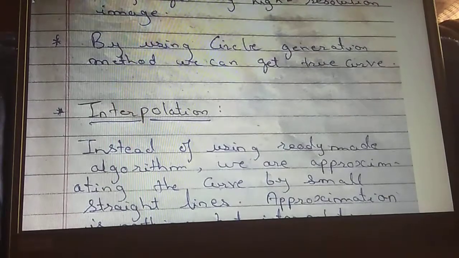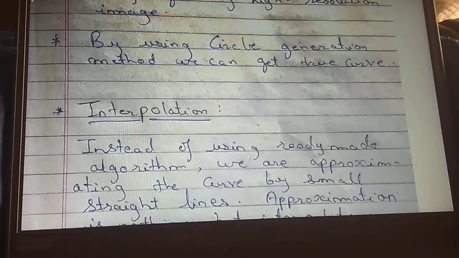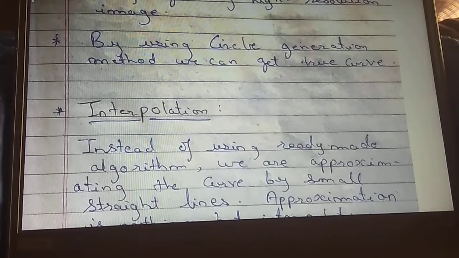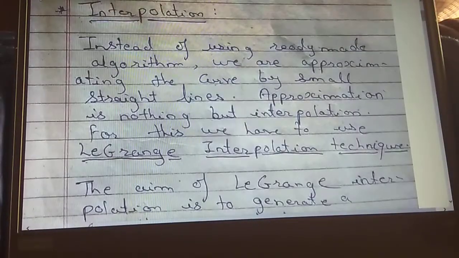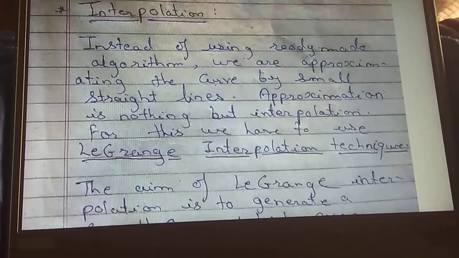And so we have to use another method to draw curves, and this other method is called the approximation method or interpolation method. Okay, so we'll see the interpolation method in the next video.